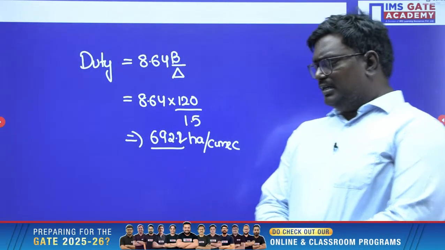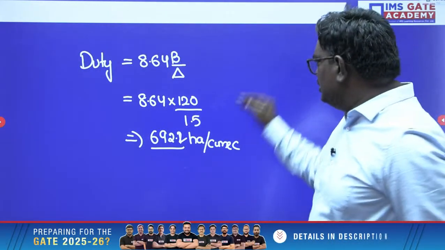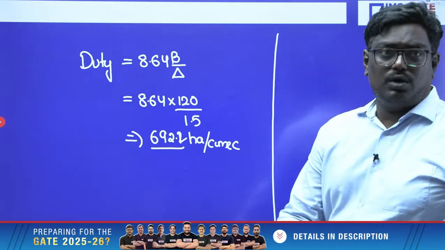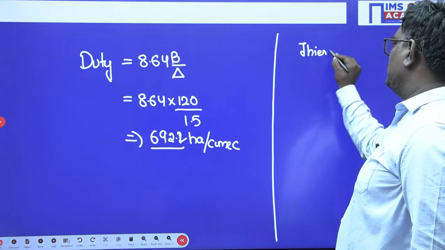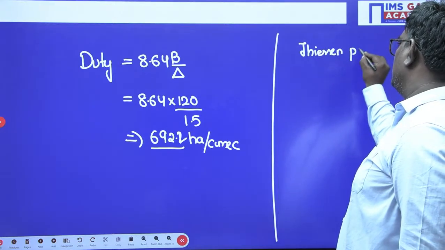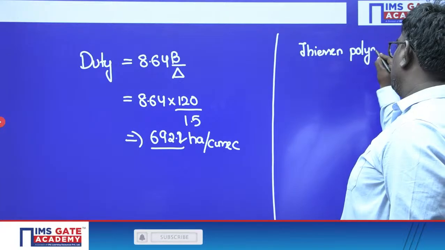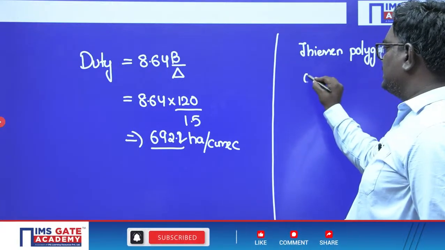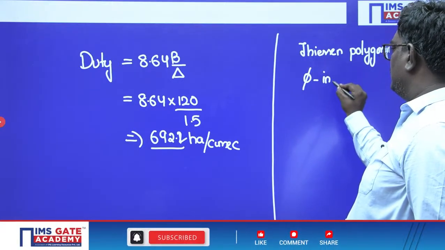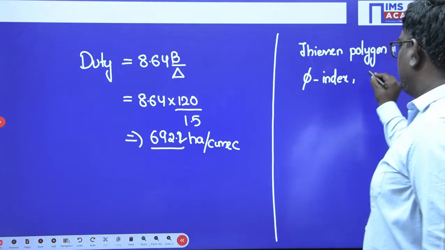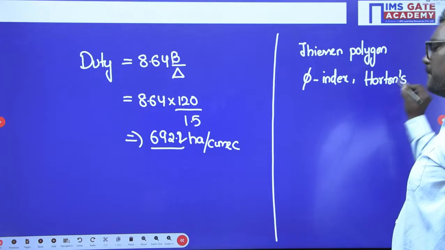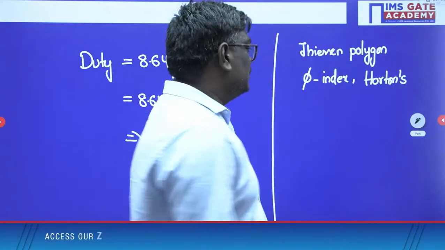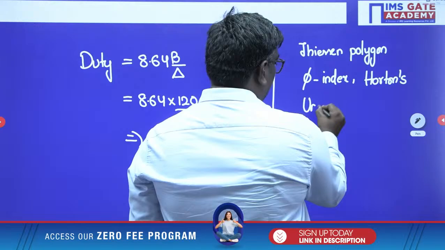So see, students, whenever you are preparing the hydrology irrigation concepts, first give importance to the Thiessen polygon method. First give importance to the Thiessen polygon method. Next, phi index, Horton's equation, and also give importance to hydrograph, unit hydrograph and a hydrograph.